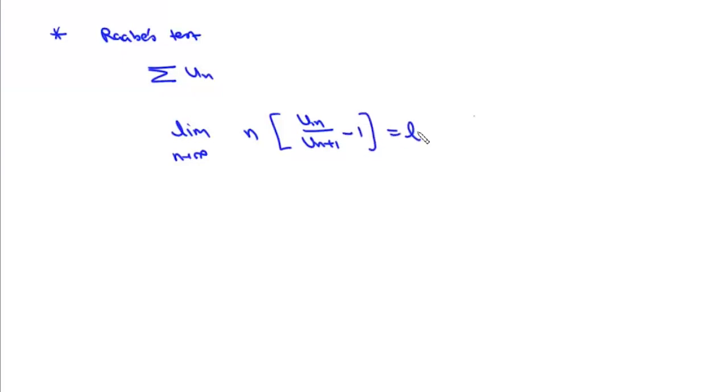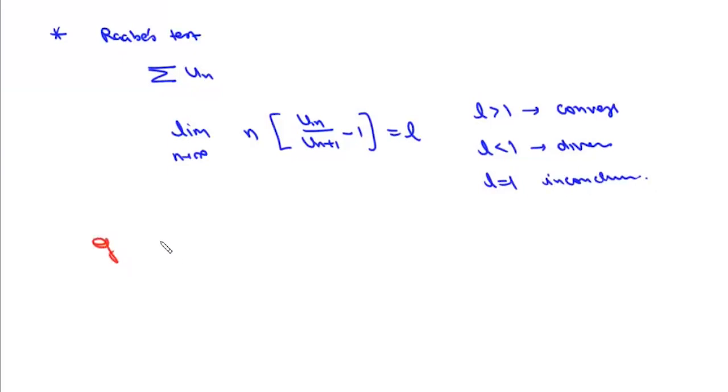Now in this test, what we do is, for this positive series un, we'll find out this limit: n tends to infinity, n into (un upon un plus 1 minus 1), and suppose the value of this limit is L. Now if L is greater than 1, then this series converges. If L is less than 1, it diverges. And if L is equal to 1, then this test is inconclusive.